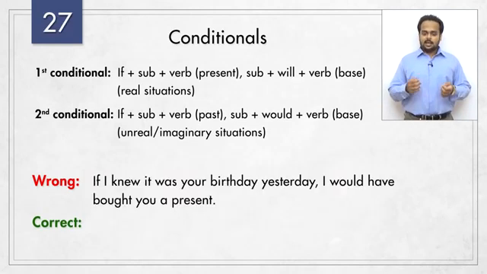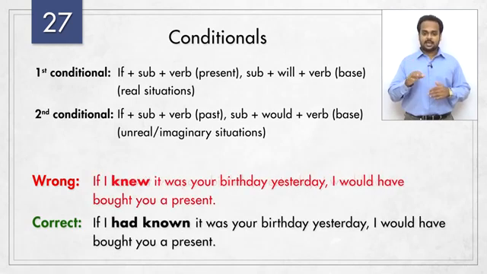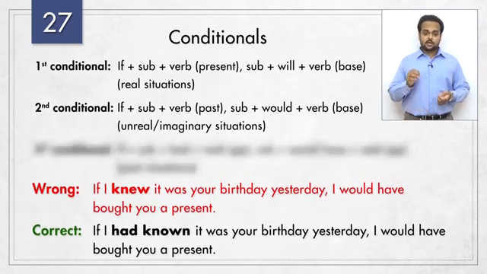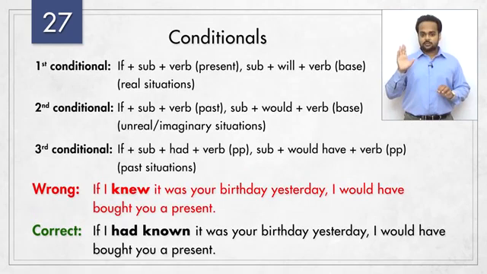Next one, if I knew it was your birthday yesterday, I would have bought you a present. Well, this is mostly correct, but there's a problem in the condition. We need to say, if I had known it was your birthday yesterday, I would have bought you a present. This is the correct structure for past conditionals. Had plus past participle verb in the condition and would have in the result.